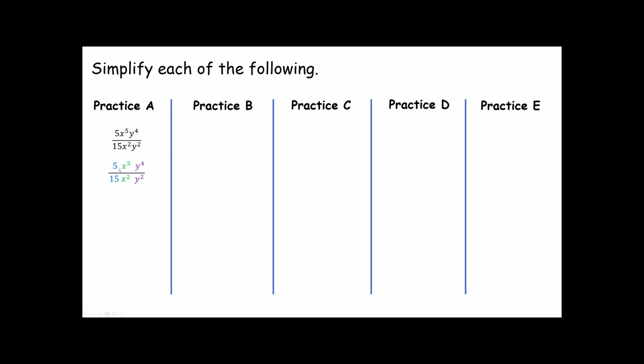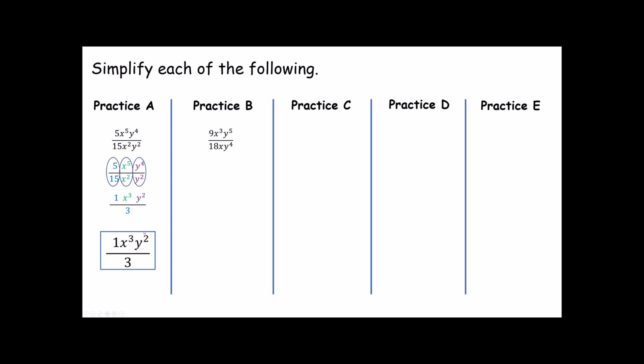Notice 5 over 15 will simplify. X to the 5th over x squared will simplify. Y to the fourth over y squared will simplify. And here's what I end up with. 5 over 15 would simplify to 1/3. X to the fifth over x squared says subtract those, and you end up with 3 x's left on top, x to the third. Y to the fourth over y squared, we subtract those and we end up with 4 minus 2, or y squared. And then I just put it all back together. Notice I'm simplifying each piece exactly the same way we did on the previous slide, and then I'm just reassembling it. Here's one for you.